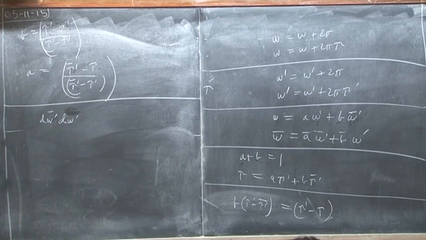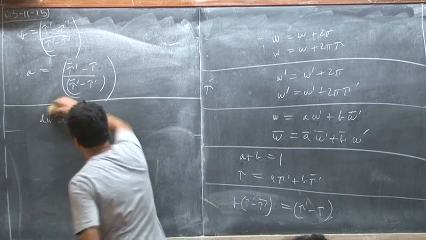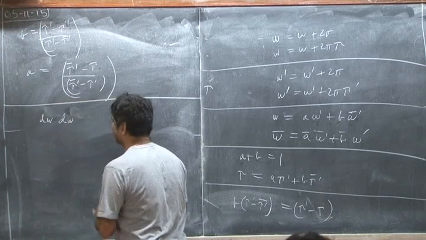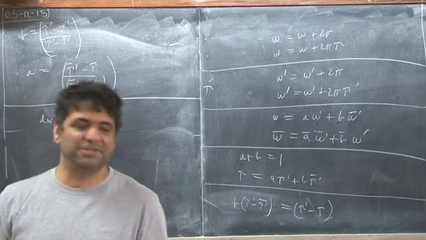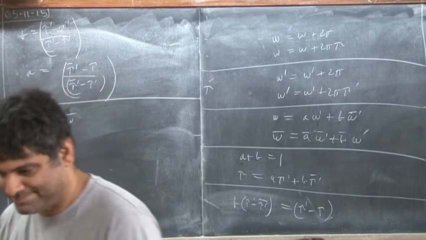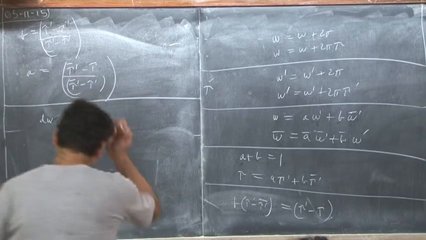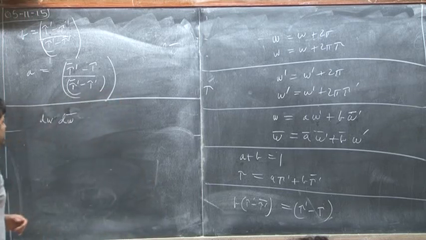Well, we wrote the equation for the dw bar. Suppose I take dw bar and I substitute for w's in terms of w prime. So, what is the point?